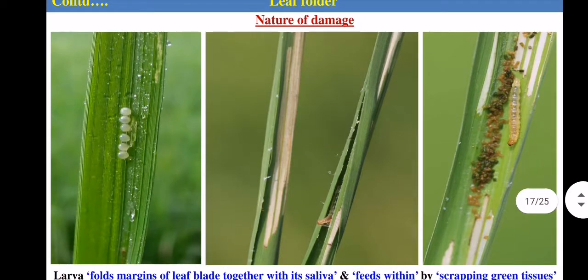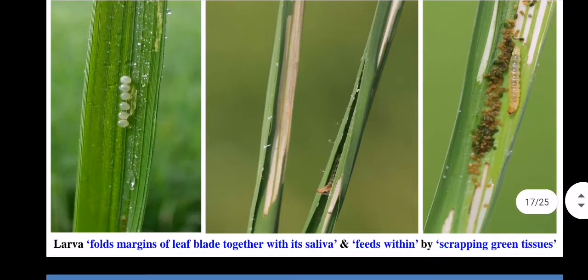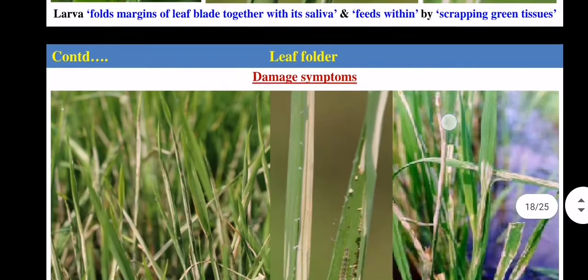If we say it in Punjabi, we call it patta lapet sundi, that is a leaf folder. So mostly the larval stage of this insect folds the margins of the leaves together with the saliva that is released from its mouth and feeds within by scraping the green tissues. So mostly they feed on the green tissues of the leaves.